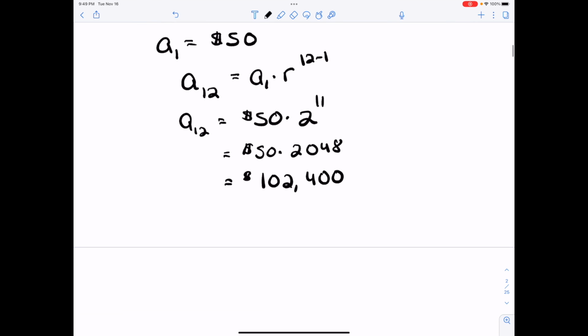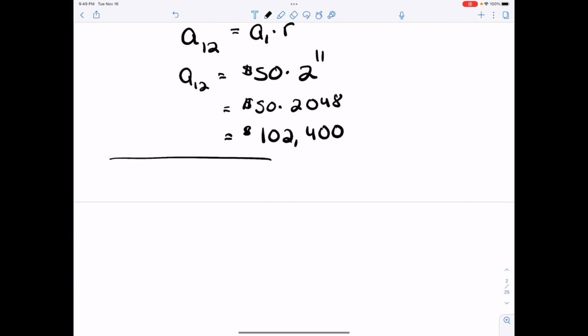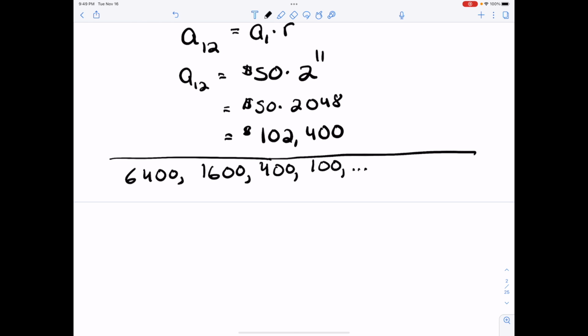All right, let's look at another example. Let's say you have the geometric sequence 6,400, 1,600, 400, 100, etc. And they want you to find a sub 5 and a sub n.